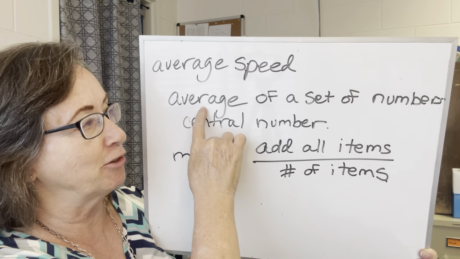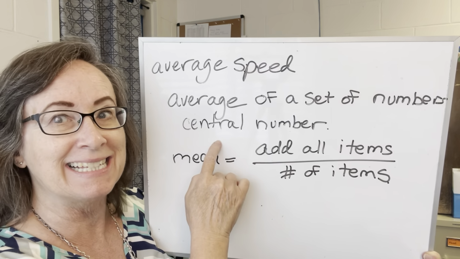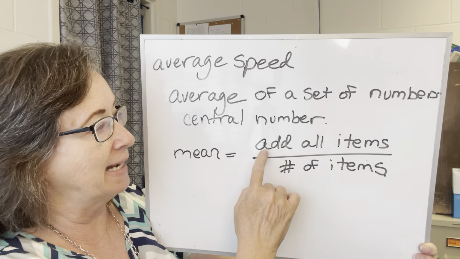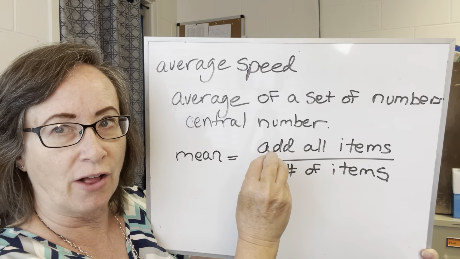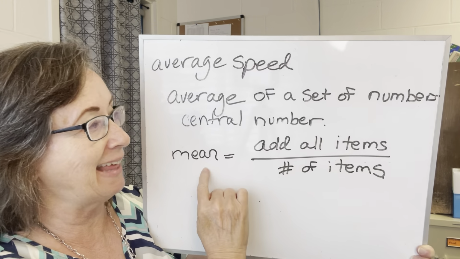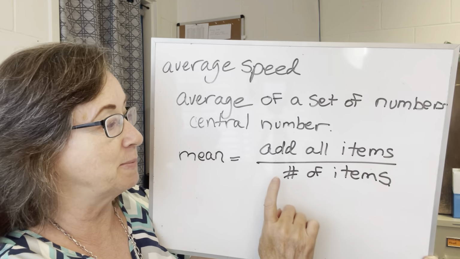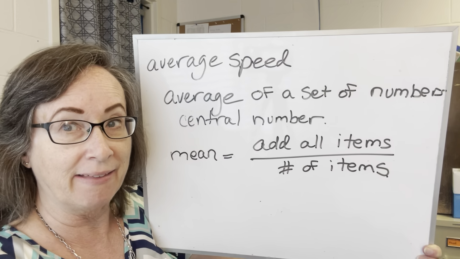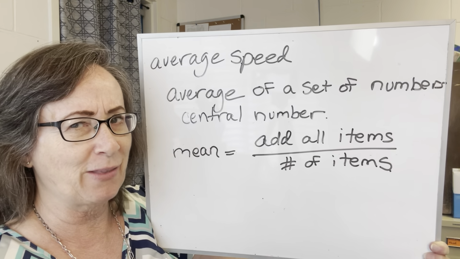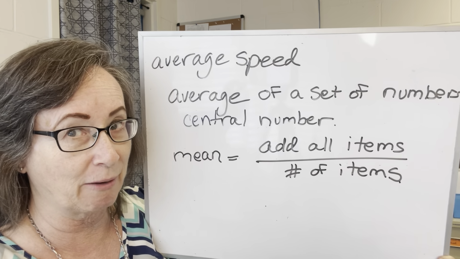So an average of a set of numbers is a central number, and that means it's in the middle of all the numbers. And to get that average, also called the mean, we will add all the items and divide by the number of items. So they have a cool picture in your book I want to show you.